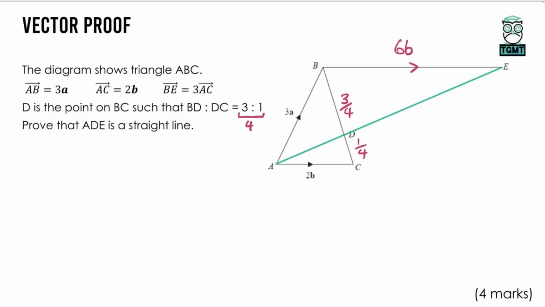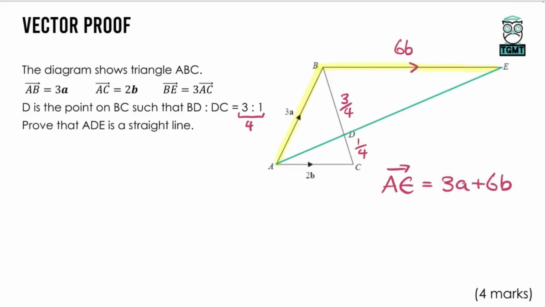But of course, as always, I will link in the description a video for some much harder vectors. It's still a difficult question, but it's not the worst of the vector questions that we could have. So here we go, prove that ADE is a straight line. Now whenever we are proving a straight line, I like to find the vector for the full line to start with. So to get from A to E, we could go up by 3A and across by 6B. And that's going to give us a vector straight away. So A to E would be the vector 3A plus 6B.